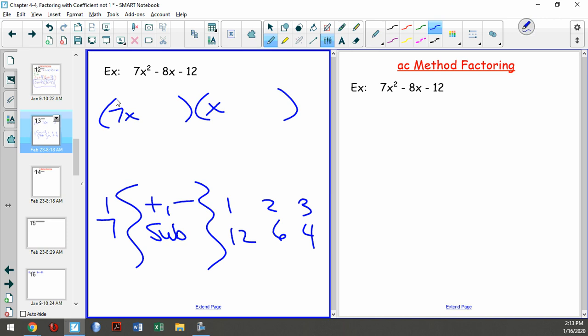So what can you conclude about the factors 3 and 4? Probably not going to help. So now let's use 2 and 6. Where would I logically put the 6 at?